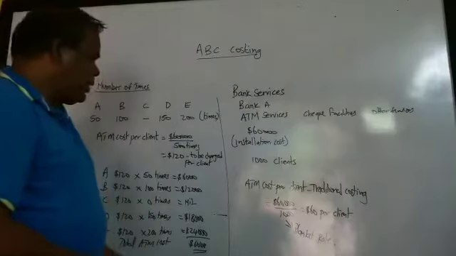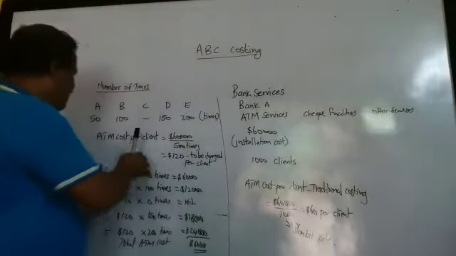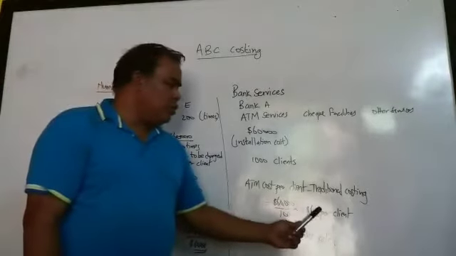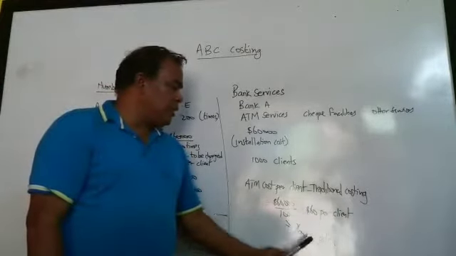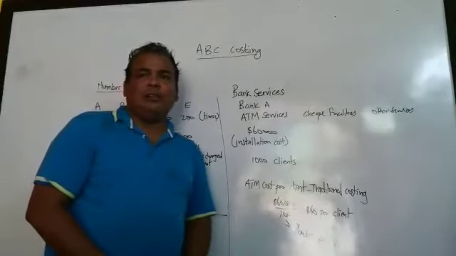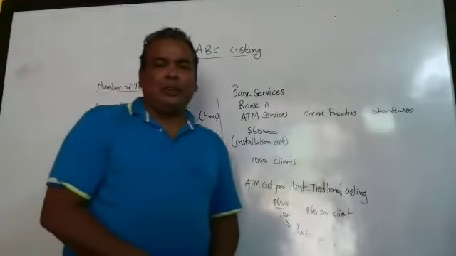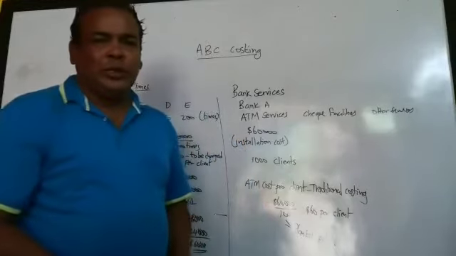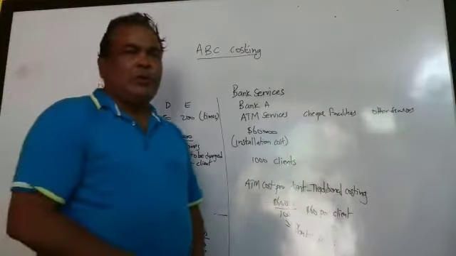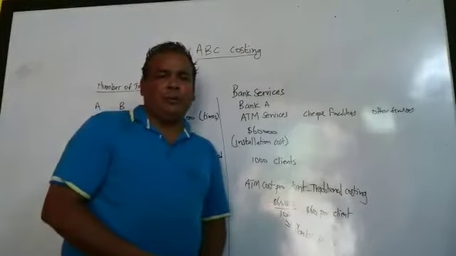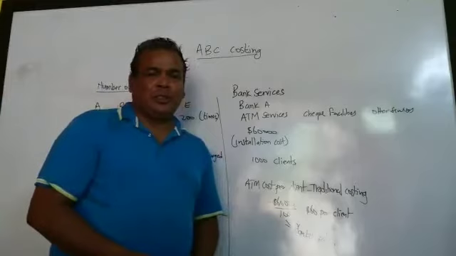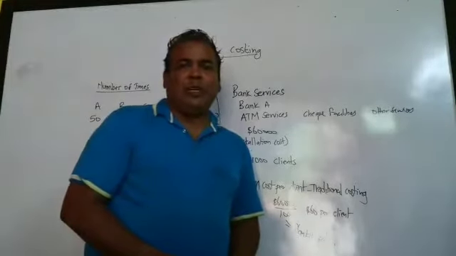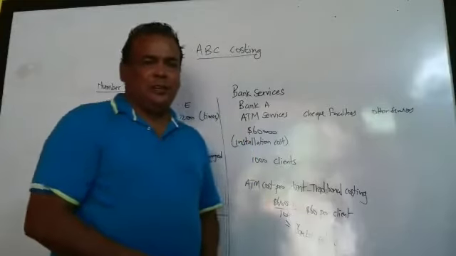If the bank is using the traditional costing method, we will have to charge $60,000 divided by five clients in the bank account of client C. So in this case, he will be demotivated because he is not using the ATM service. So he will go to another bank which is using activity-based costing, that is, calculating the number of times the client is using the ATM service.